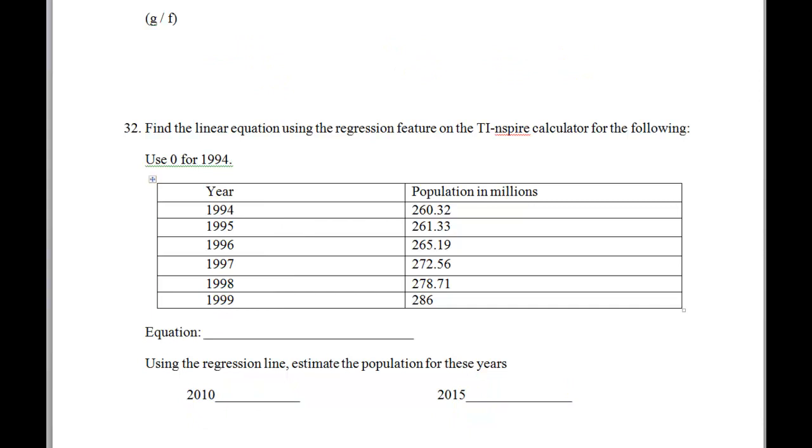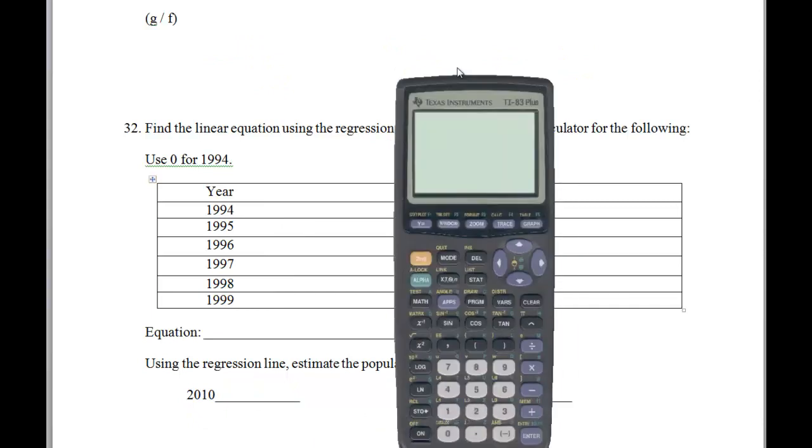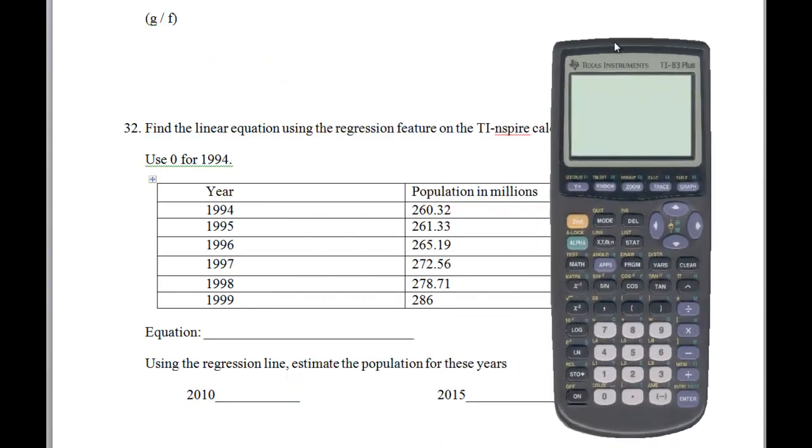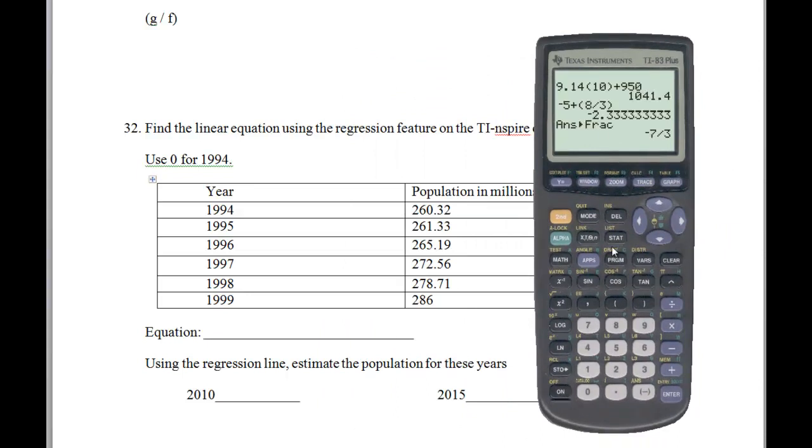Alright, so now I'm going to my calculator here. I'm going to type in my year and populations. So I go to my stat. Now I have some numbers in here, so if I move up one click and hit clear enter, that all goes away, which is nice. Clear enter. And now I can type this in. I'm going to go 0, 1, 2, 3, 4, and 5. Instead of typing in the years, I'm typing in the numbers 0 through 5.